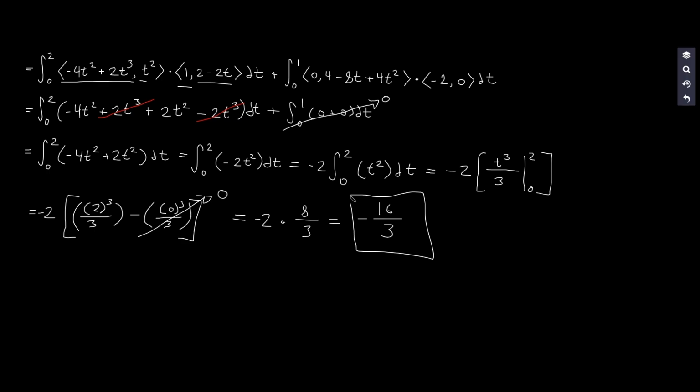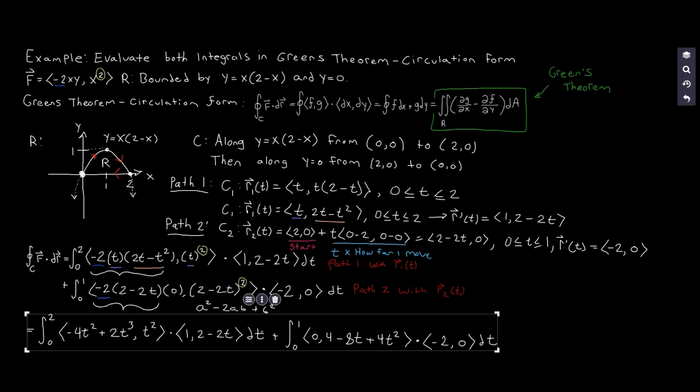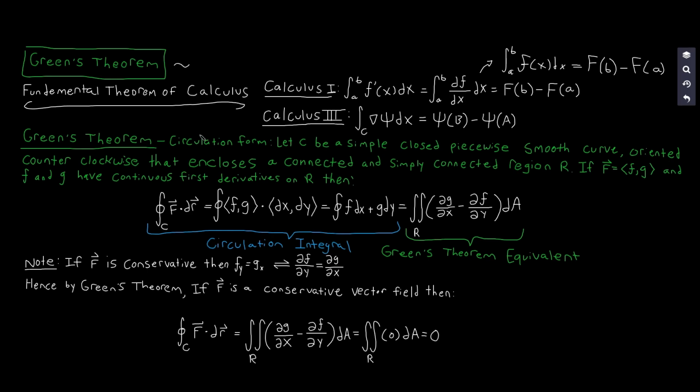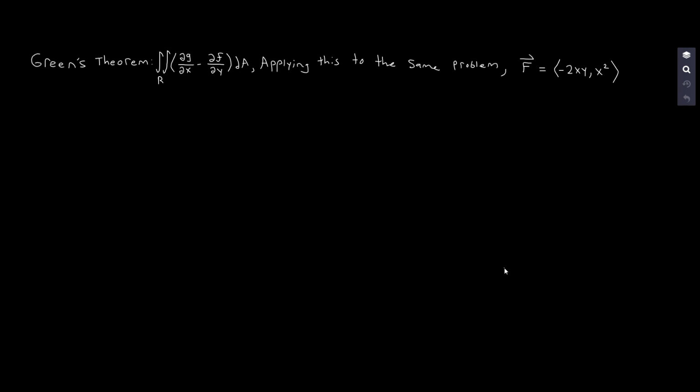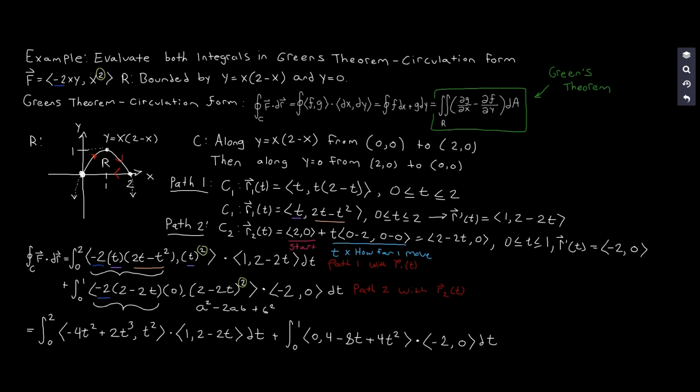So, this is our answer, kind of. The path was oriented clockwise, but according to our theorem, it should be oriented counterclockwise. Since I oriented the path backwards, the correct answer is actually positive 16 over 3. And that's our answer. That's how I would find this.